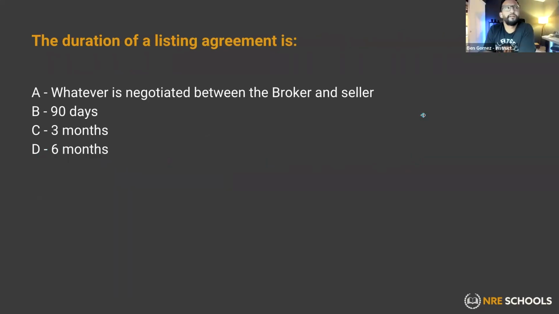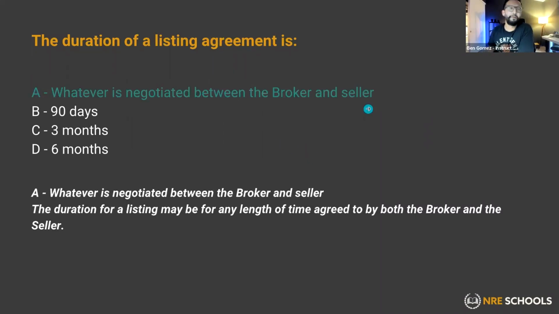The duration of a listing agreement is... 90 days? Or A? I'm not sure. Maybe it's A, maybe C, maybe D. Okay, the answer is actually A: whatever is agreed upon by both parties. It cannot be indefinite and forever.